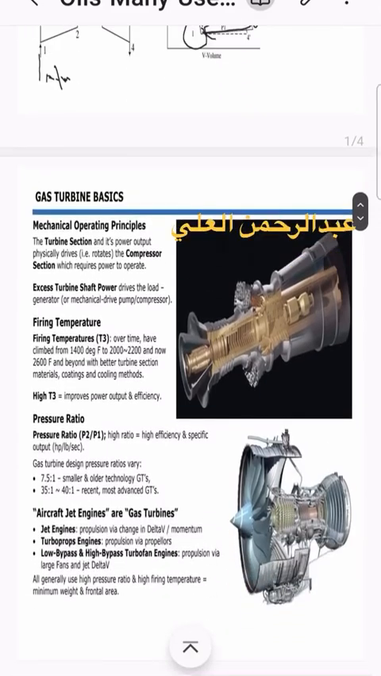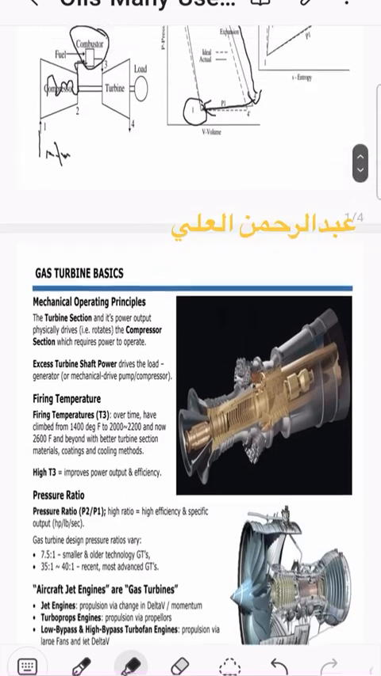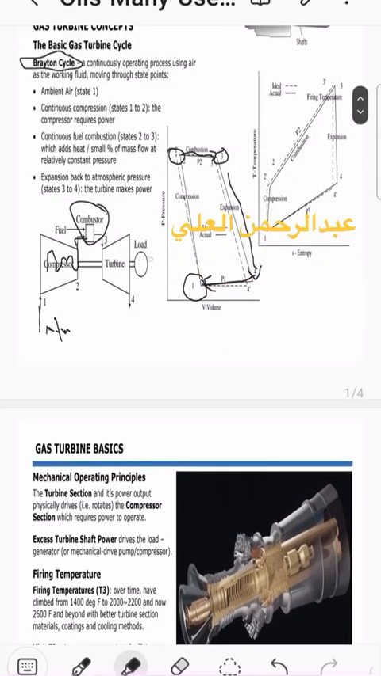Now the gas turbine basics also. Mechanical operating principles. The turbine section and its power output physically drives the compressor section, which requires power to operate. Excess turbine shaft power drives the load generator or mechanical drive pump compressor. What does it mean here? When we look at the turbine section, if it is attached to a generator, we call it load generator.